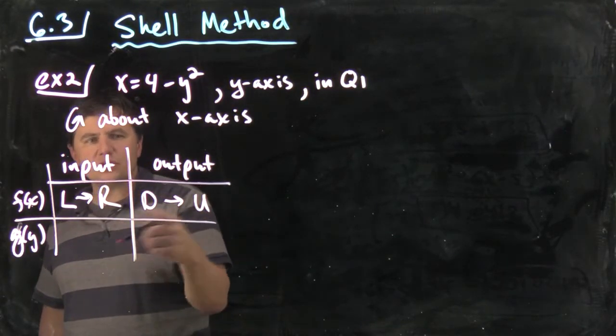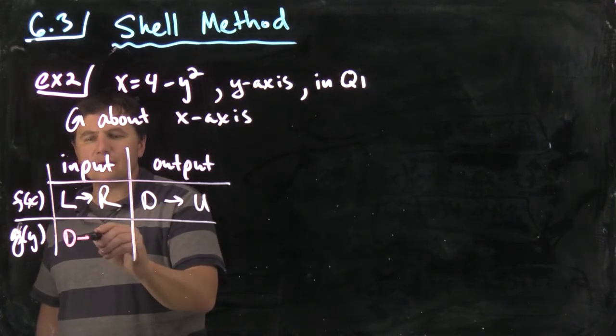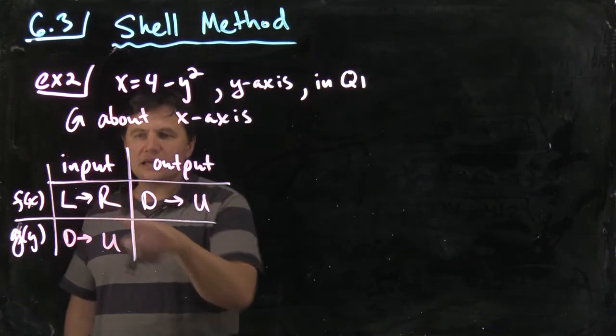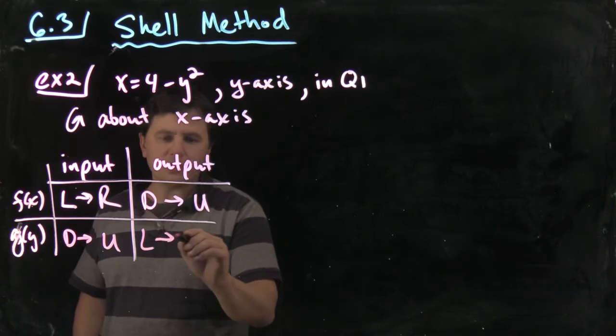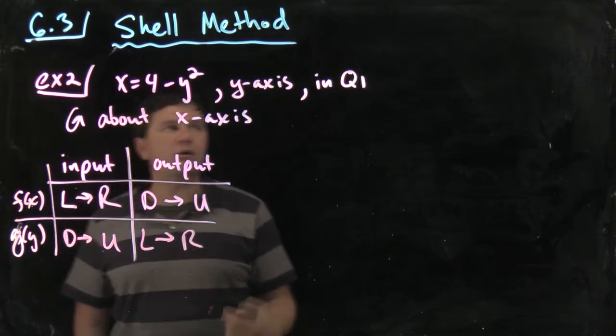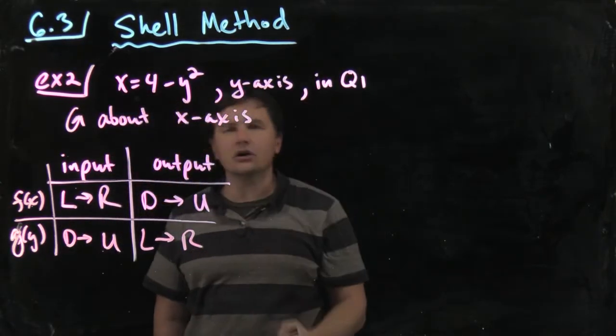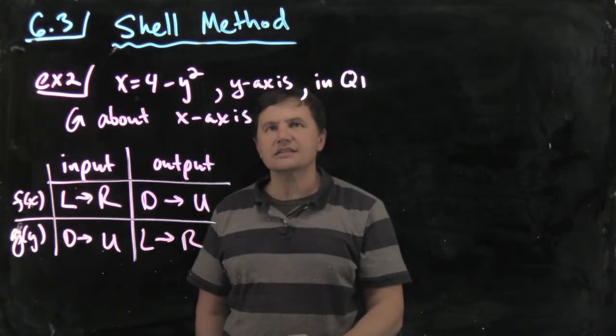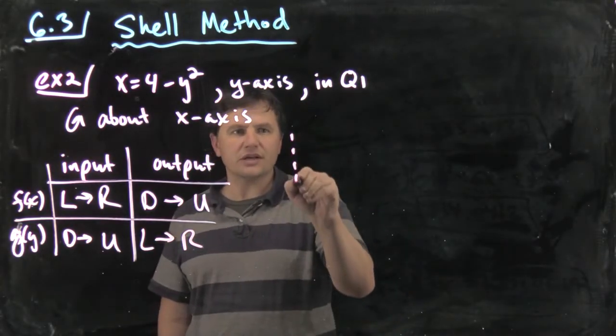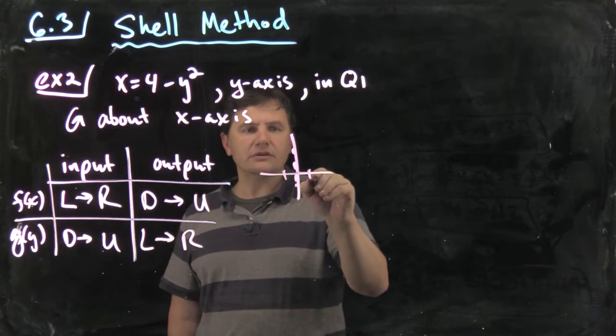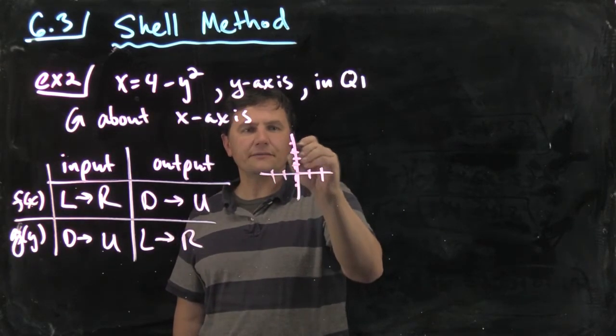A function of y just flips those. So the input is now down to up, least to greatest, and the output is now left to right. Okay, now how can I use this? Well, this equation here, we understand what that looks like as a function of x. So let me just sketch that real quick. As a function of x, it looks like this.